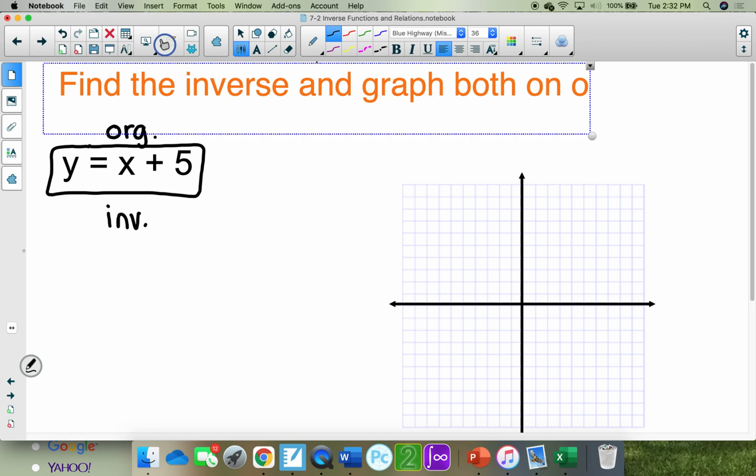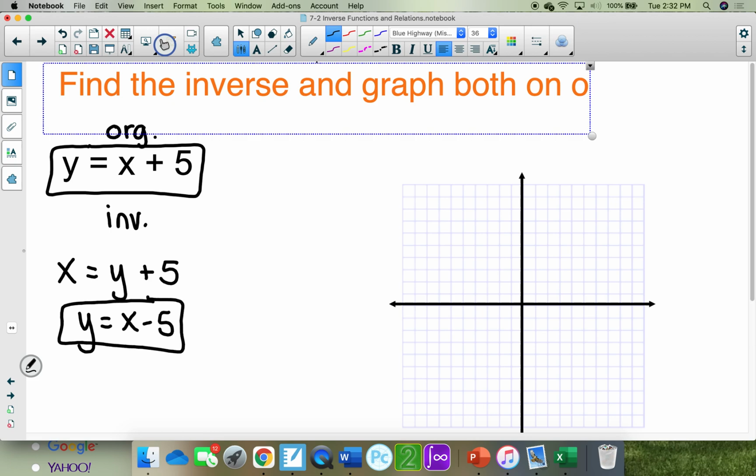Just like the set of pairs, all we're going to do is in place of the y, make it an x. In place of the x, make it the y. Do you see how I interchanged the x's and the y's? And then the last thing I'm going to do is get y alone by subtracting 5 from both sides. These two boxed in are said to be inverses of each other.